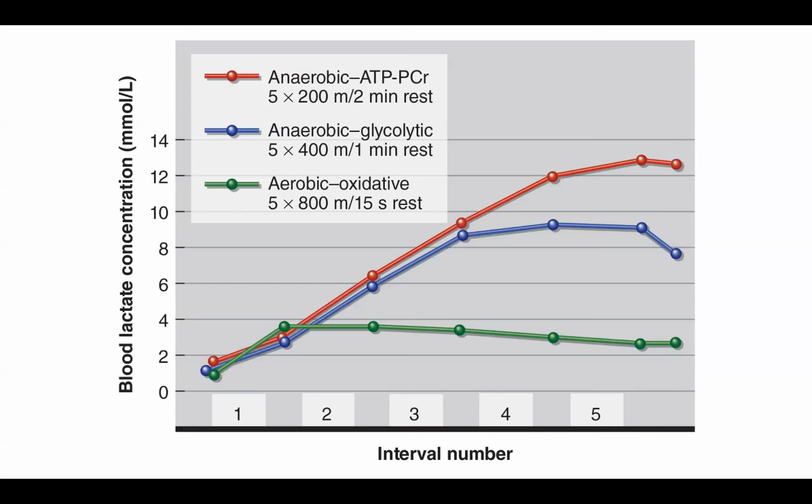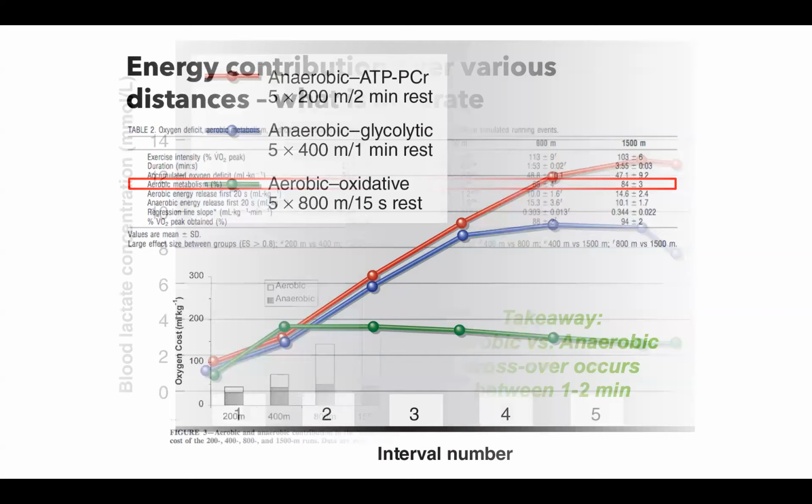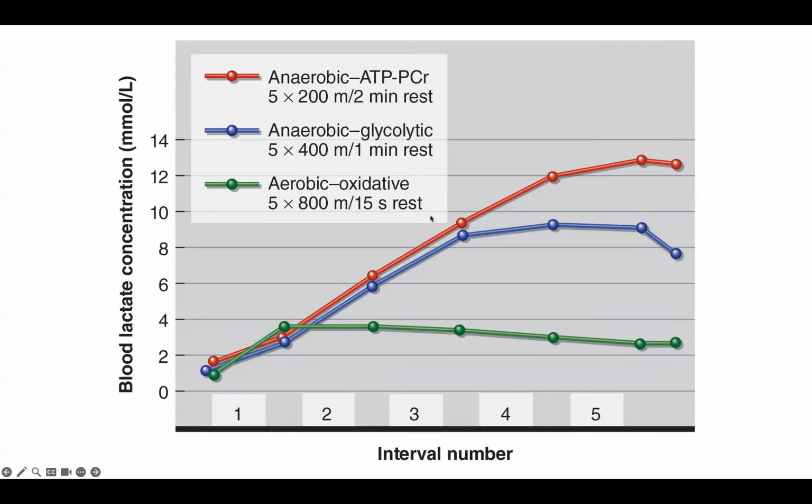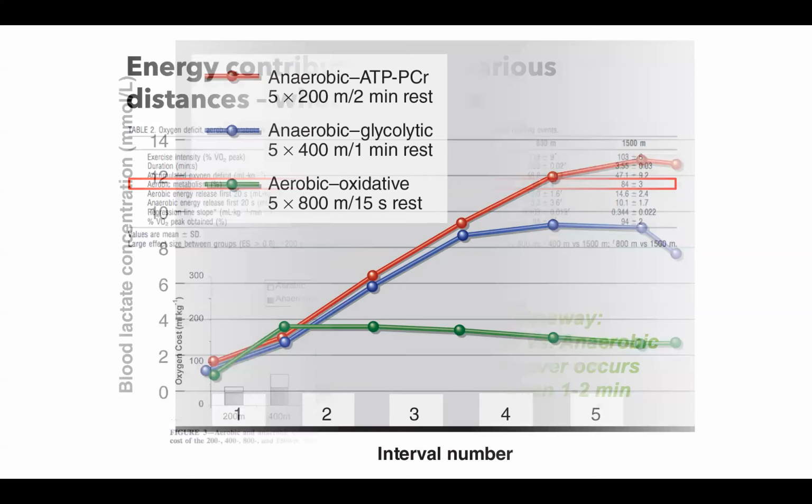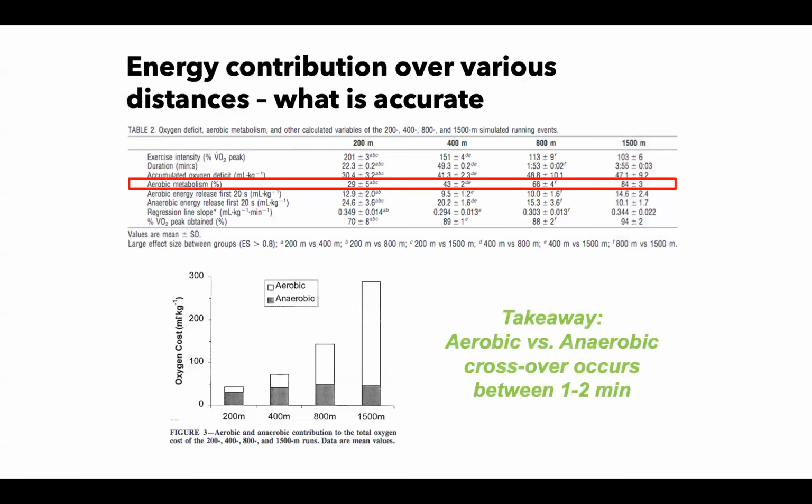When it goes to our anaerobic ATP-PCR pathway, what we're seeing is that aerobic training is going to be really important for these explosive movements. Obviously, strength training is important for power output, but the endurance training will bump up our lactate threshold, which will allow us to continue out those 5x200s at the same performance over time.